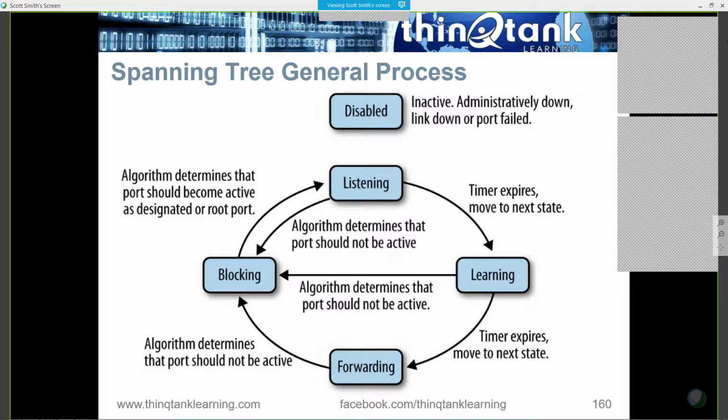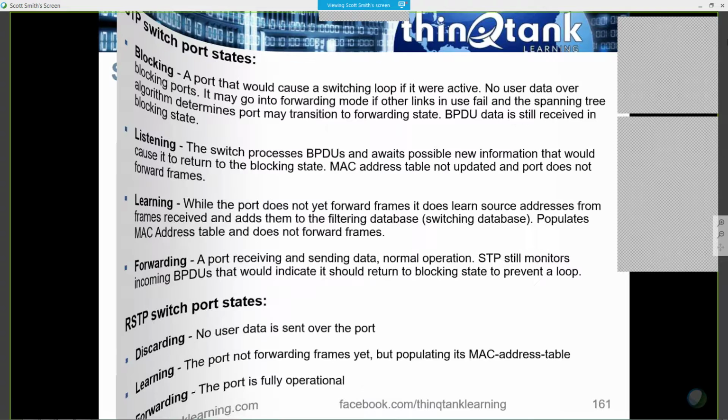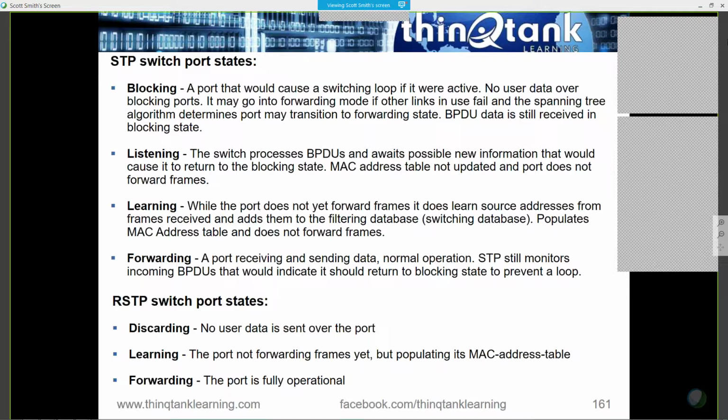Now we're going to learn the difference between listening and learning and find out what applies to what version of spanning tree, but not right now. We need to talk about the algorithm first. Another thing that you're going to have to know for the test is port roles. A couple things I want to point out on this particular slide, because you will have to know this for the exam.